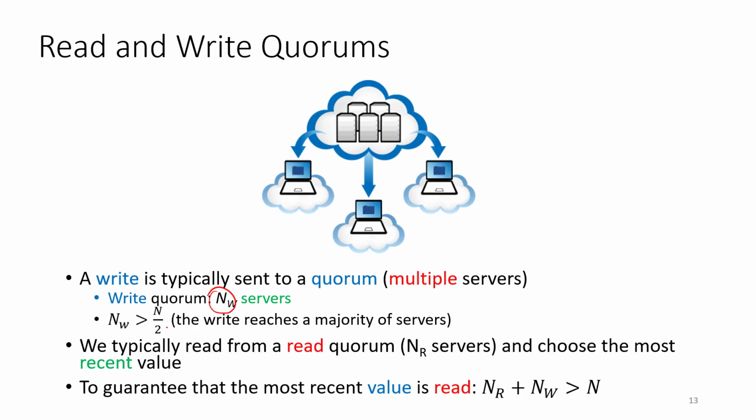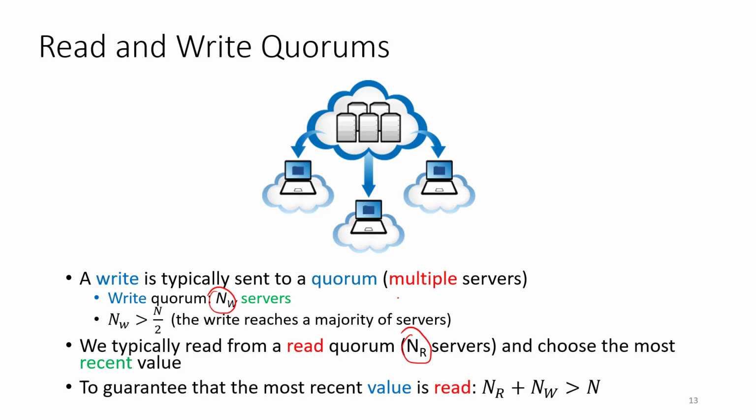So the write quorum is more than a majority. So you will know that at least a majority have the latest update, right? And so basically, number one, that insulates you against failures. And we will link this with a read quorum, where a read quorum is a set of NR servers that choose the most recent value.